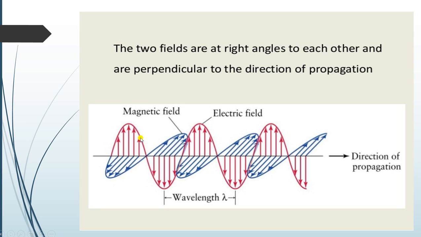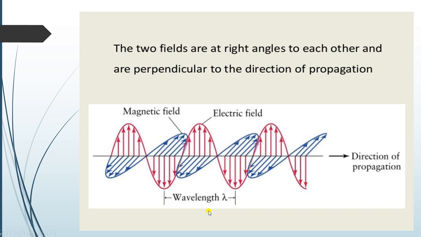They always lie at right angles to each other and are perpendicular to the direction of propagation. So the direction of propagation, they are always perpendicular, or at a right angle, to each other. And here you can see the two troughs. You can see the crests and troughs.